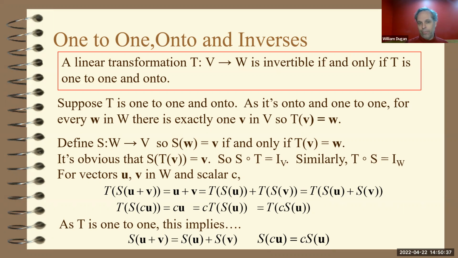S is the inverse. So that shows you then that as long as T is 1-to-1 and onto, it has an inverse. I have not yet proved that if it has an inverse, then T must be 1-to-1 and onto. That proof, though, is very easy, and you can literally just read it in the book.